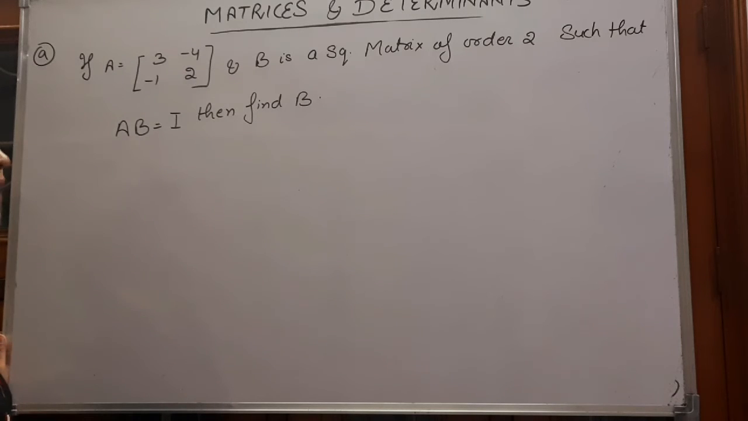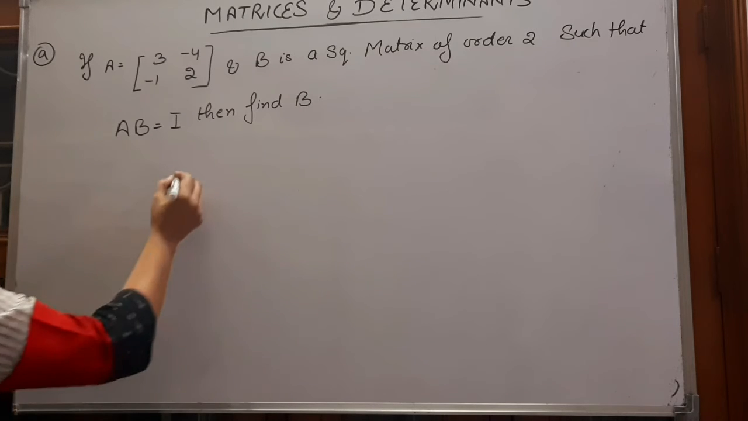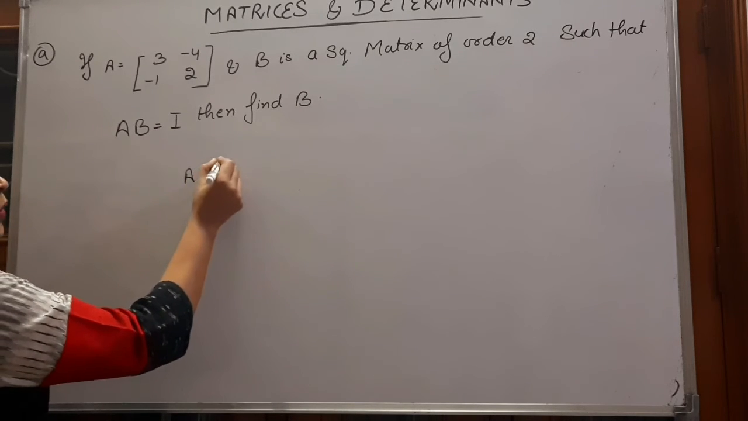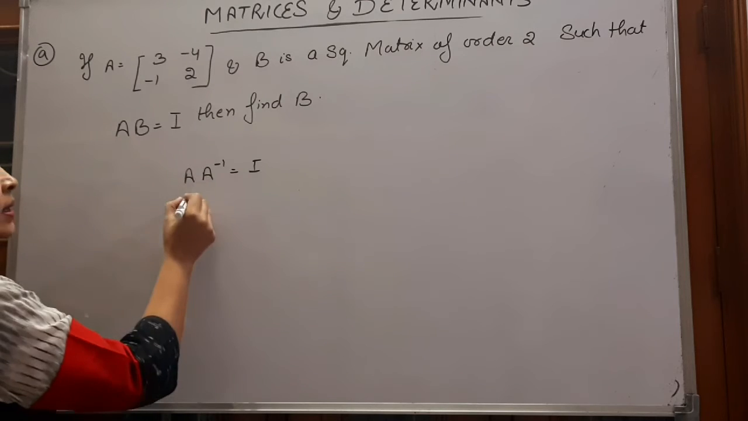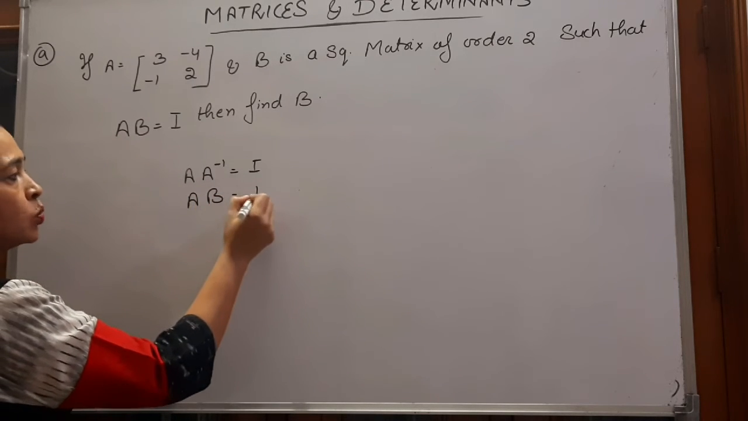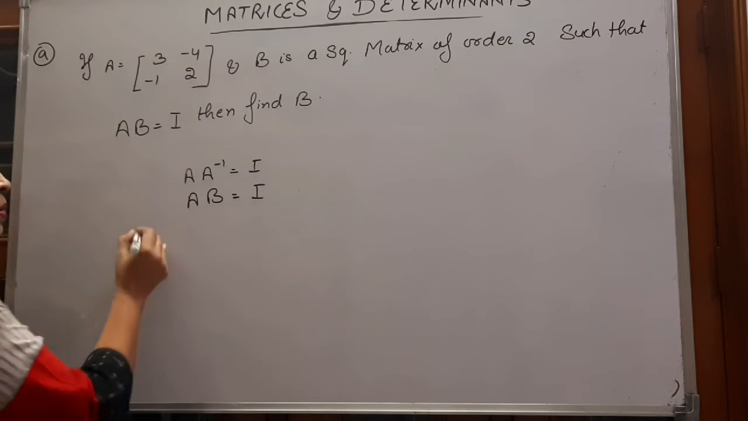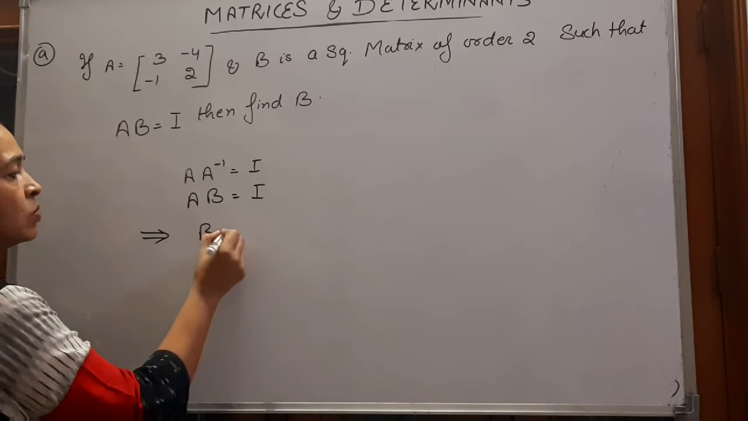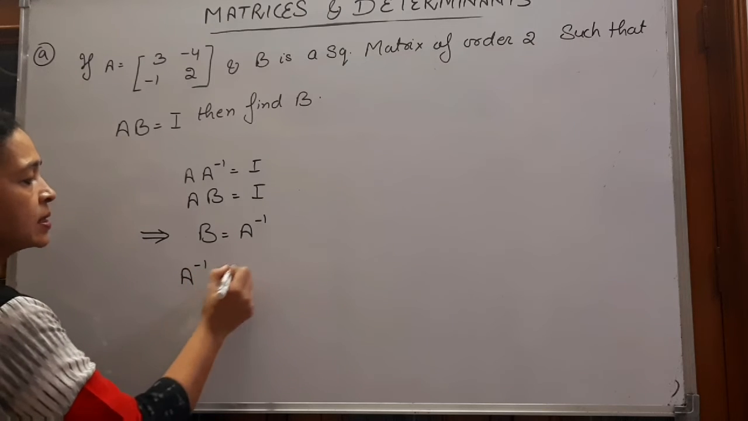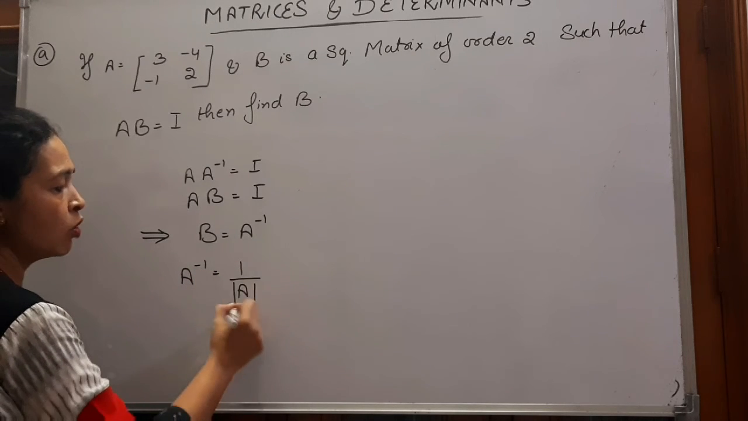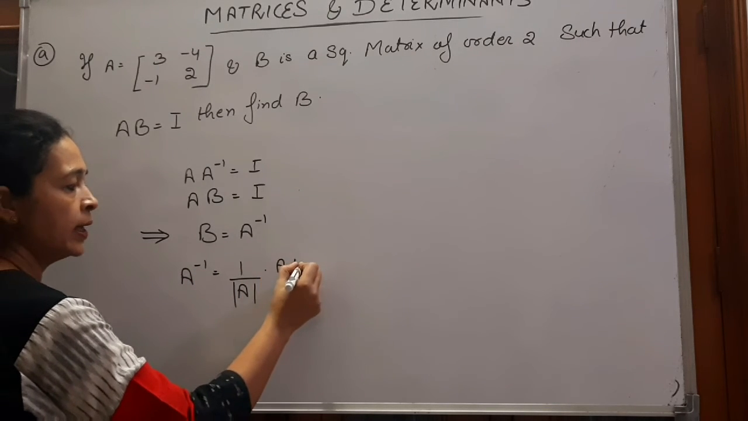A matrix A is given. B is also a square matrix of order 2 such that AB equals I. We have to find B. But we know A into A inverse is equal to I, identity matrix. In this case, AB is equal to I. What does this mean? It means B is equal to A inverse. And how can we find A inverse? A inverse is 1 upon determinant of A into adjoint A.